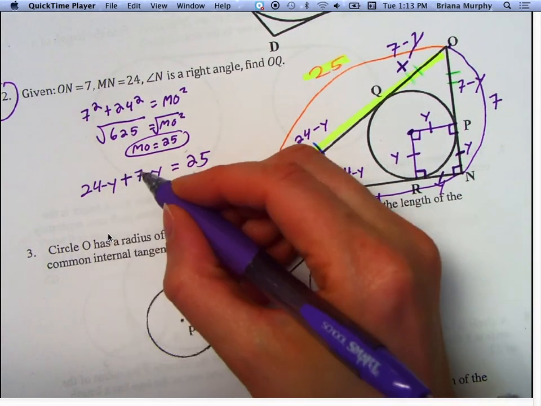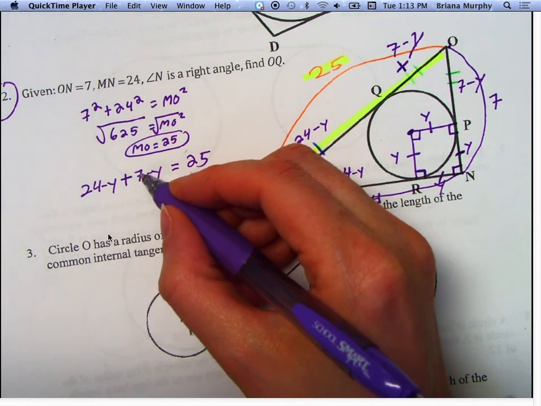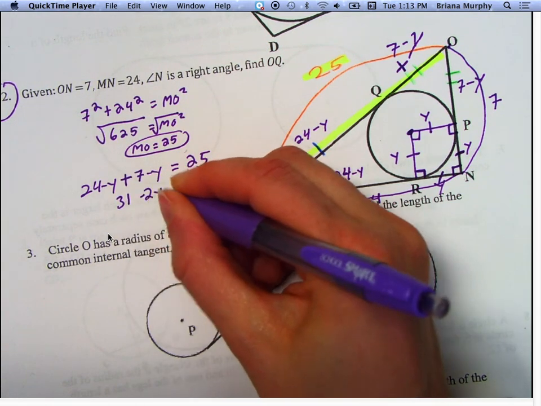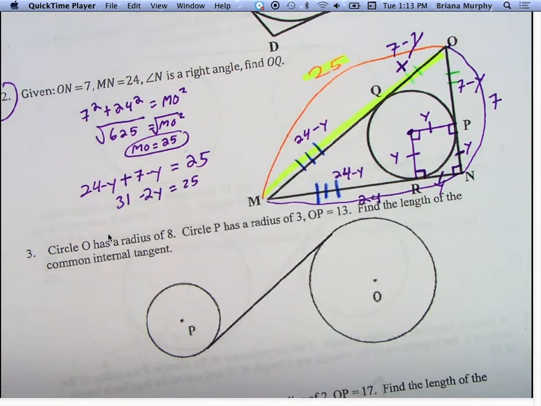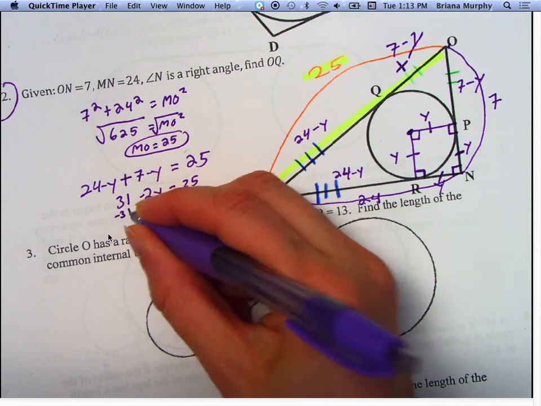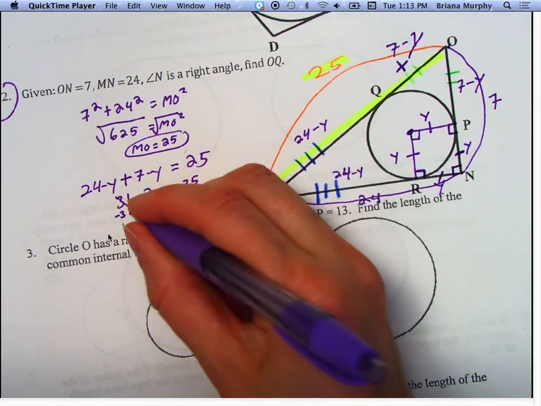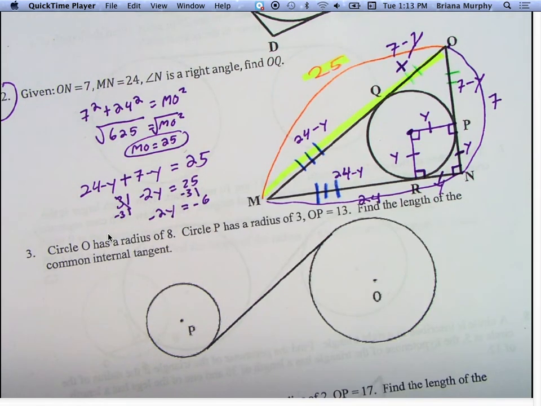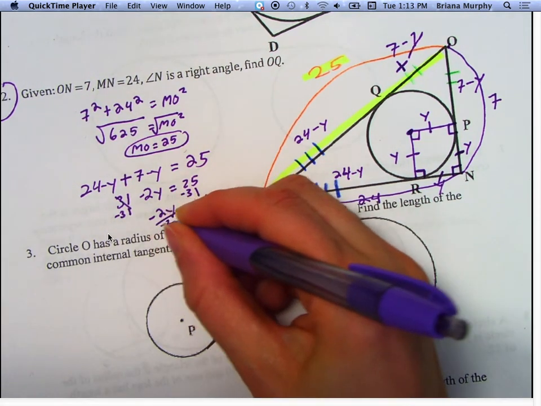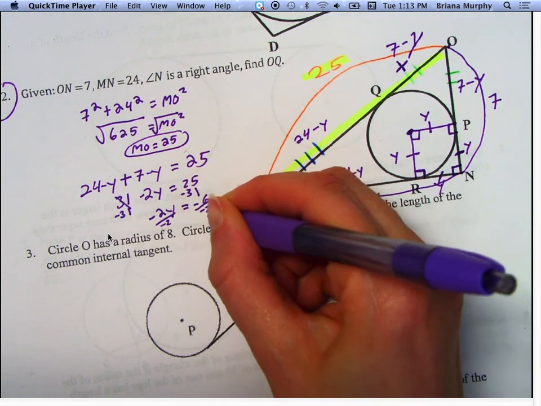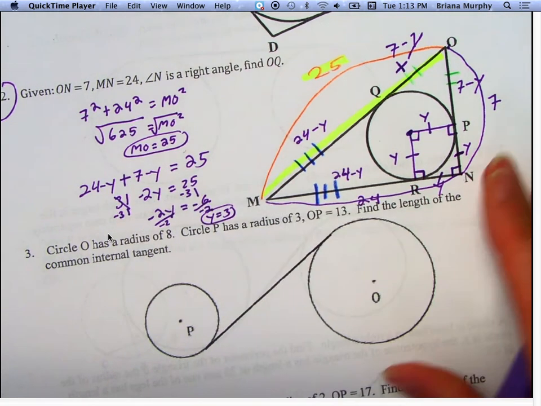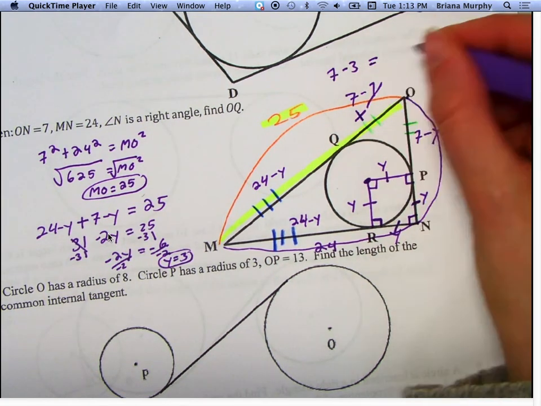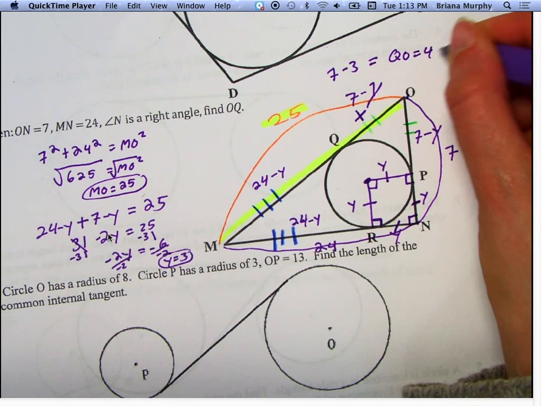So 24 plus 7 is 31. Negative y and negative y is negative 2y, equals 25. Now let's subtract 31 from both sides. I get negative 2y equals negative 6. Now let's divide both sides by negative 2. y equals 3. Okay, what is 7 minus 3? Q to O equals 4.